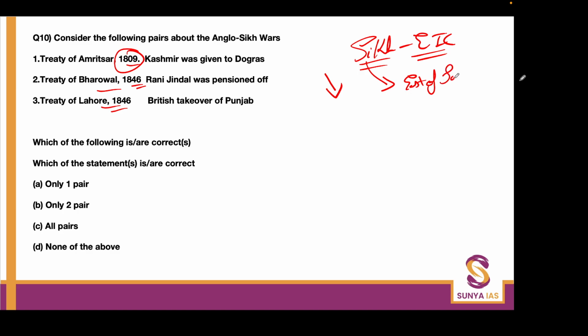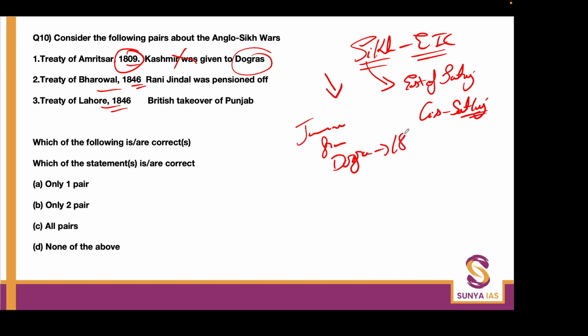So this Satluj area was given to the Britishers, and then the Sikh Empire started moving towards Multan, and they captured it by 1818. So the first statement is wrong. Kashmir was not given to Dogras. Actually, it was the Sikh Empire who took Jammu from Dogras, not Kashmir, in 1808 only, and they made Dogras their local representative over there. Treaty of Bharoval happened after the First Anglo-Sikh War in 1846.